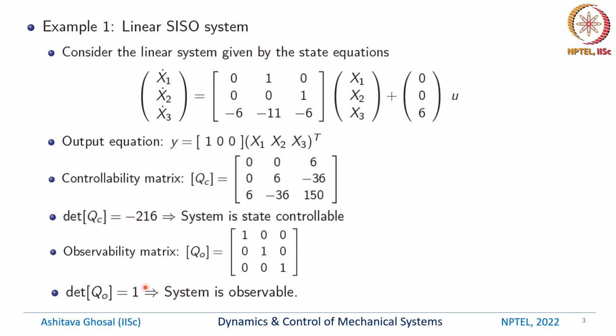We can also compute the observability matrix QO, which, as I showed you, is H transpose, then F transpose into H transpose, and then F transpose square into H transpose. And in this case, we will get an identity matrix, and the determinant of QO is 1. So it is not equal to 0. Hence, the system is observable.